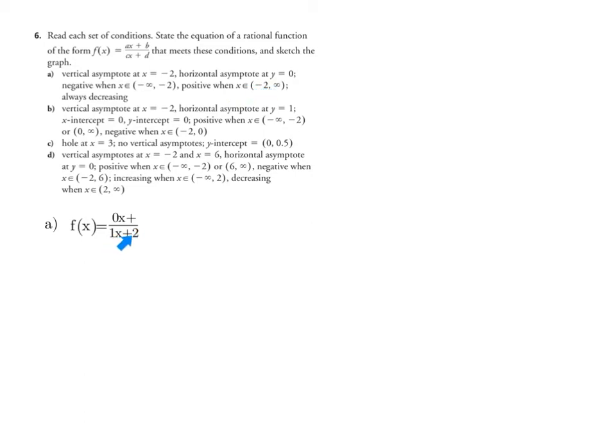If I put a number greater than -2, this will be positive, and so the top definitely has to be positive, and it has to be always decreasing. Yeah, that'll just happen on its own. All right, so this 0x plus 1 is just 1. So this is actually just 1 over x plus 2, which gives me an asymptote at x is -2, and a horizontal asymptote at y is equal to 0.